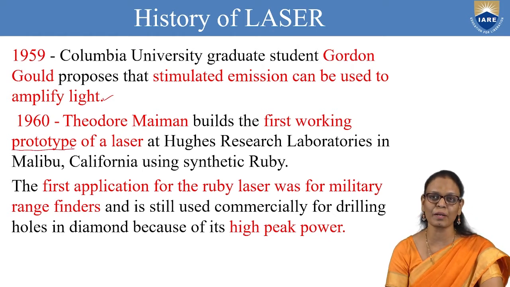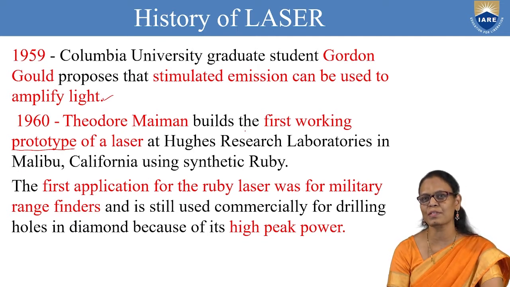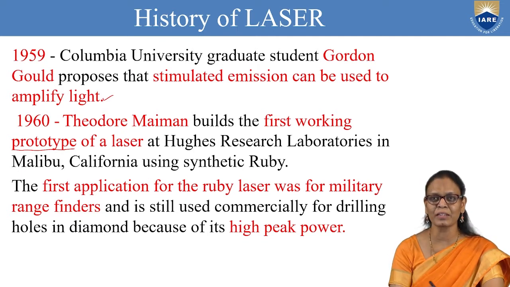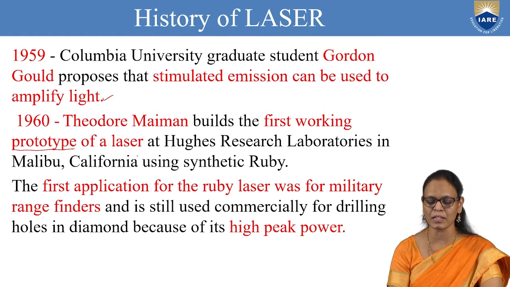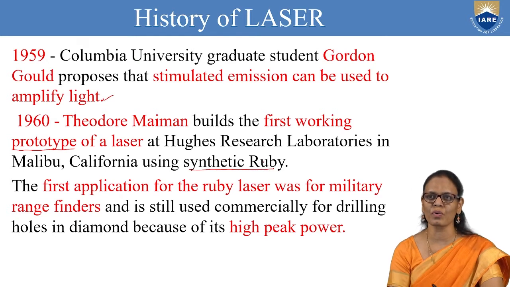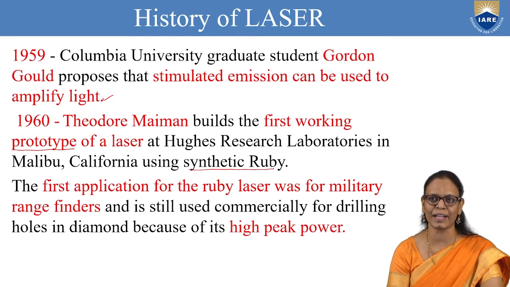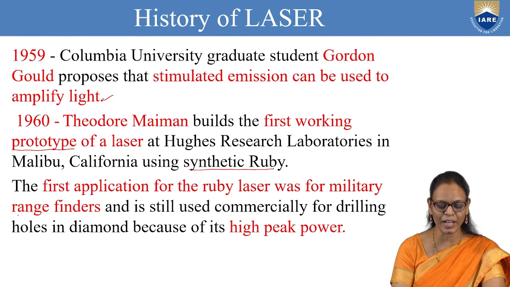Here the word prototype is very important. Theodore Maiman was the first person who made the working prototype of laser at Hughes Laboratories in Malibu, California, using synthetic ruby. So using this ruby crystal, he made the first working prototype of laser. And the first application for the ruby laser was for military range finders.